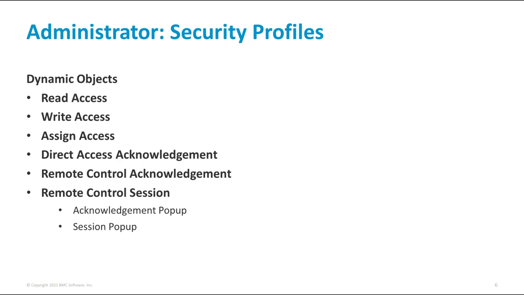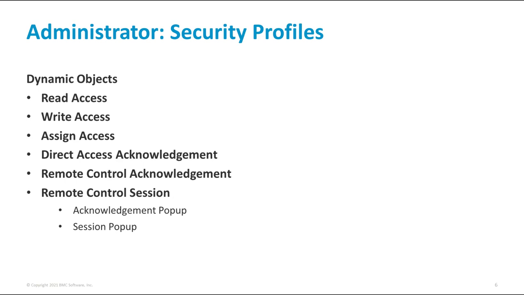With read access, the administrator has the rights to display the object in the console. With write access, the administrator will be able to manipulate the objects. Say for example, create a device, delete or modify the device. With assign access, the administrator will be able to assign the respective objects to another object. Say for example, assigning a transfer window to the target devices or to an operational rule.